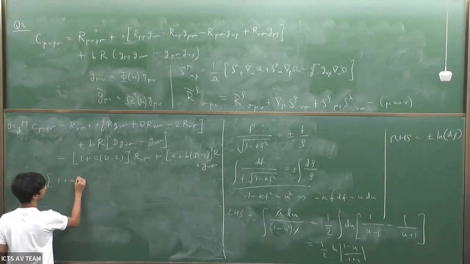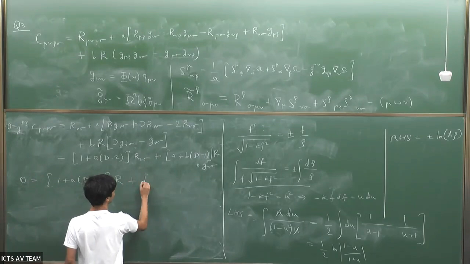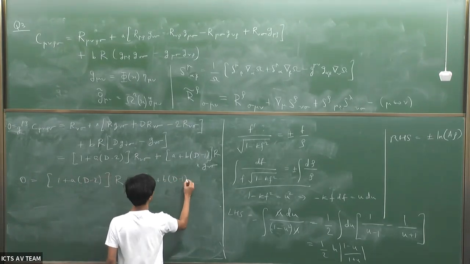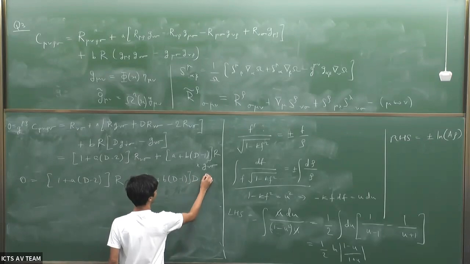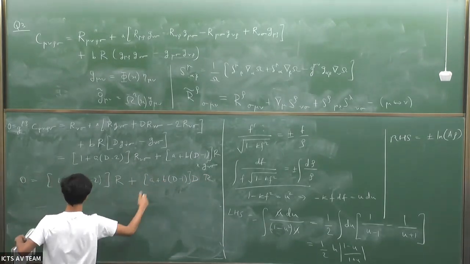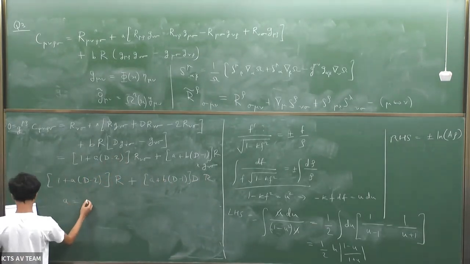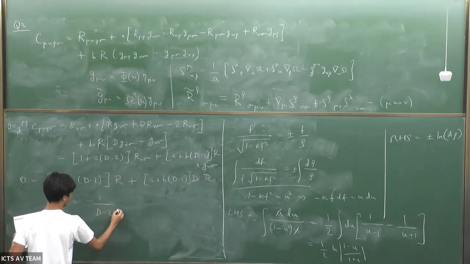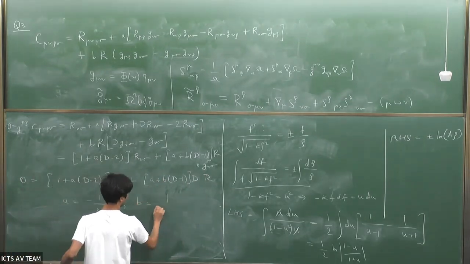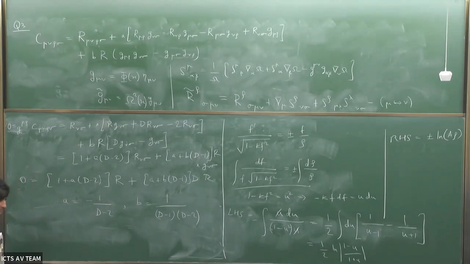It's this: 1 plus A times D minus 2, plus B. Since R is non-zero, you can solve this and substitute it back here, and you'll get A equals minus 1 over D minus 2, and B equals 1 over something. That's it, I guess.